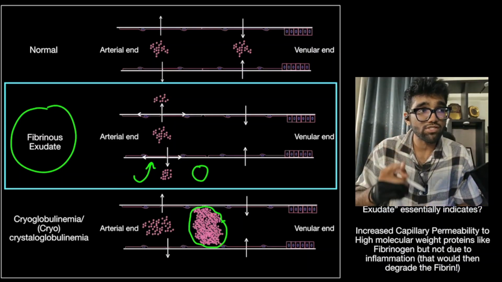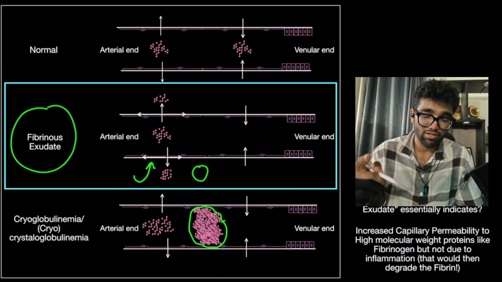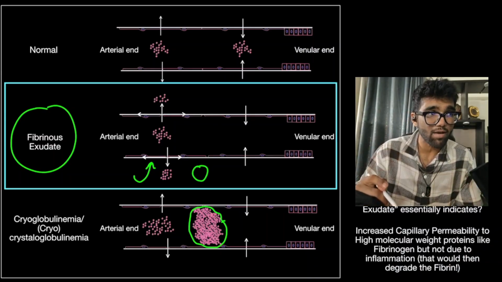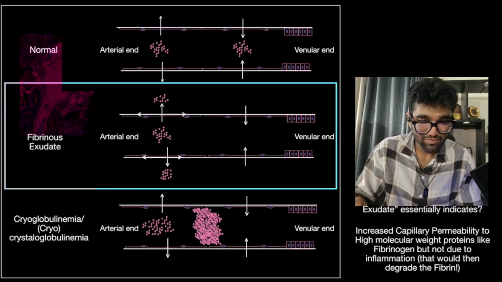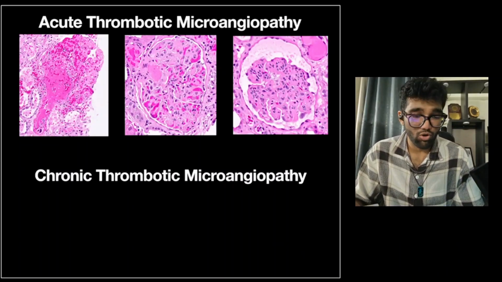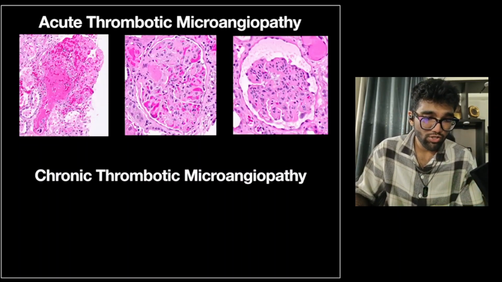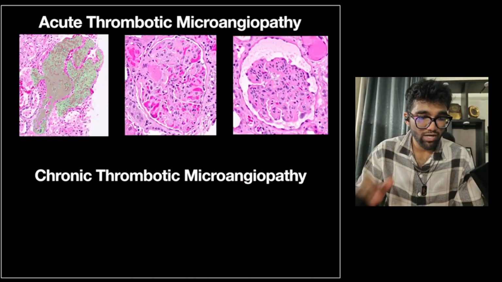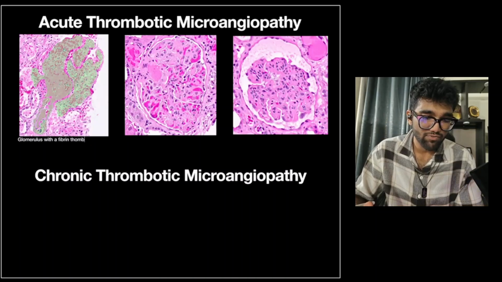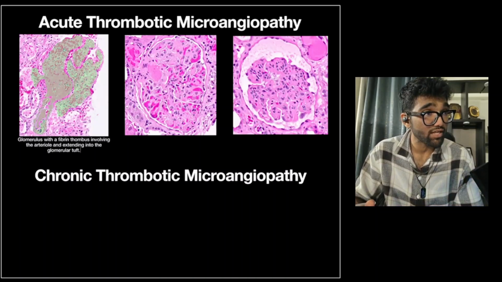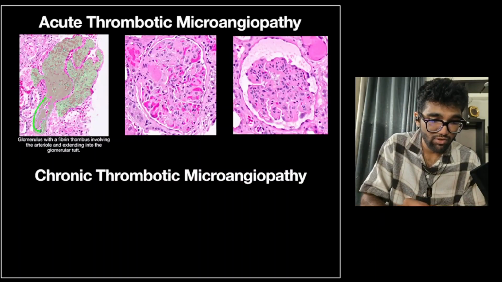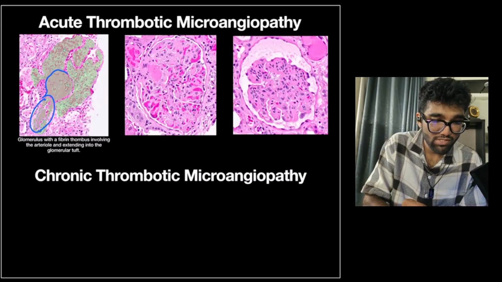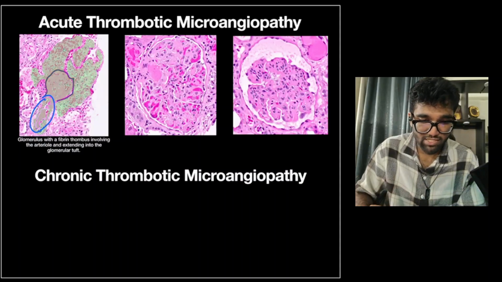But that fibrinogen has not been degraded. So therefore, the process that resulted in increased capillary permeability was not an inflammatory process. See the logic there. So this is what we call an acute thrombotic microangiopathy. So what you see is something very interesting. What I've highlighted there is the glomerulus with a fibrin thrombus involving the arteriole and extending into the glomerular tuft. So this is the arteriole, and then the fibrin thrombus is extending into the glomerular tuft distally.